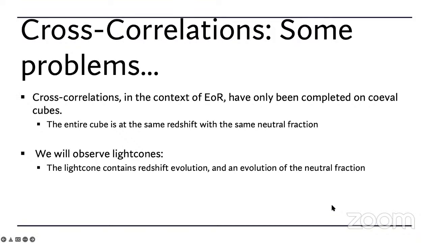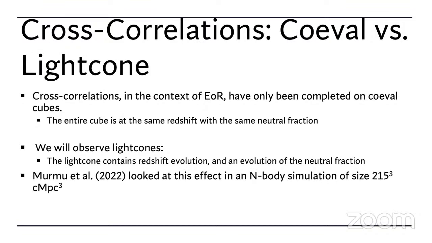So for the most part, cross correlations in theory have been performed with respect to coeval cubes, which are at the same redshift and at the same neutral fraction in the context of EoR. In reality, we're going to be observing light cones, and light cones will evolve in both redshift and neutral fraction. And so this evolution is a second order effect to our cross correlations. More recently, in fact just this year, Mermu et al. compared coeval cubes and light cones in an n-body simulation and found significant differences.